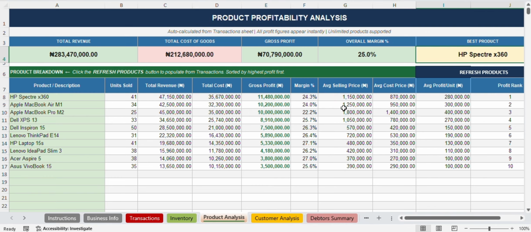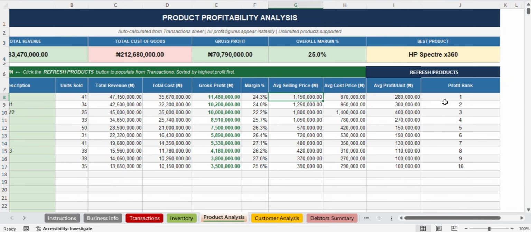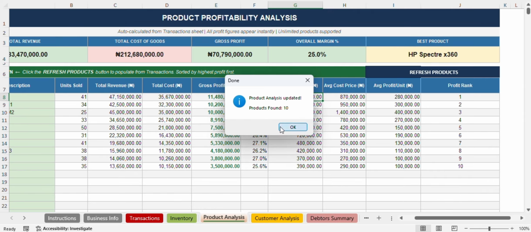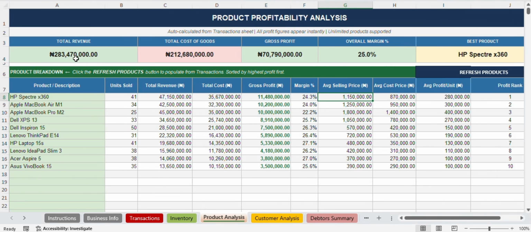Then you have other information like your average selling price, your cost price for those ones, your profits which you're making on the unit, and then it's already ranked. You see, all this information just came by clicking this button, refresh products. So that is the beauty here. At a glance, you can see what your total revenue is, what your total cost of goods is, what your gross profit is, and what your overall margin is.